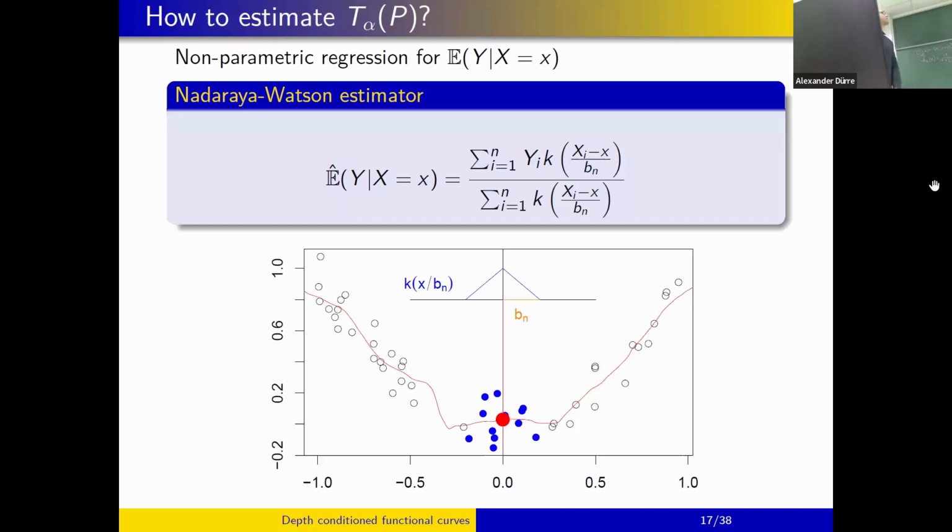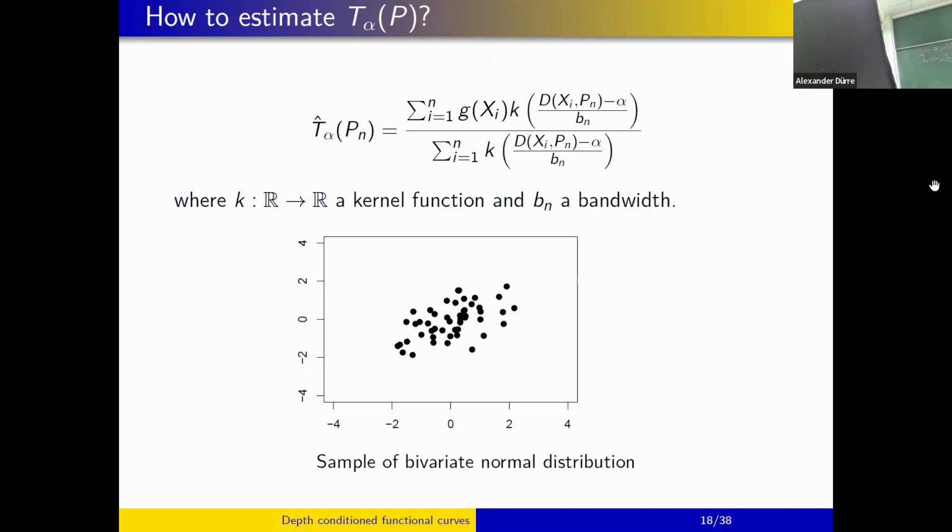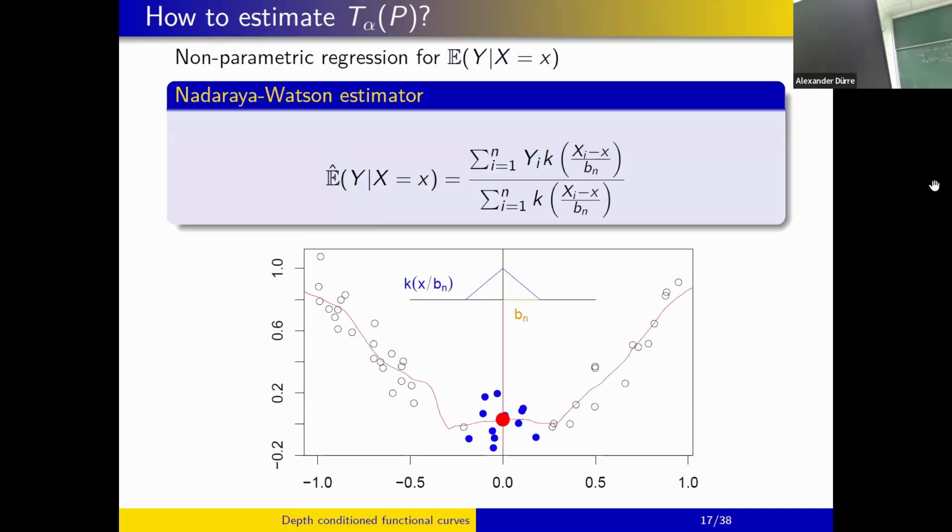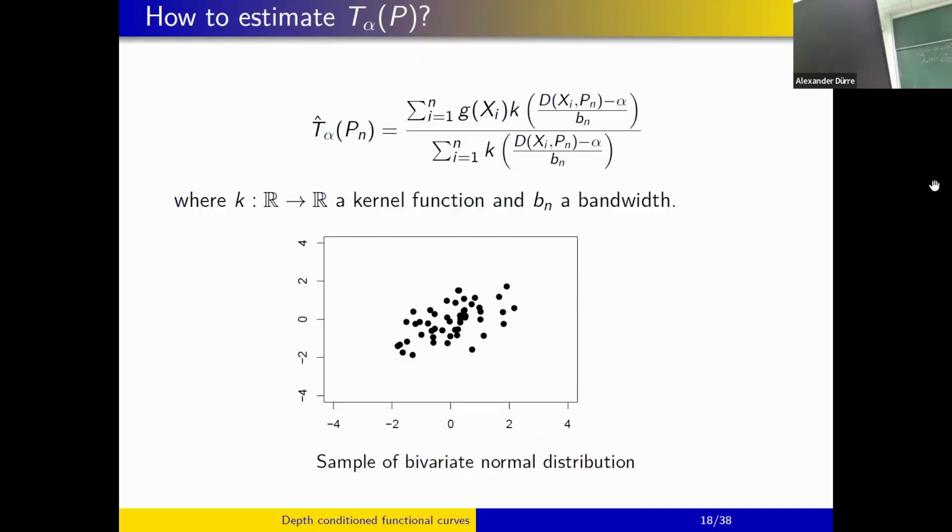So this we will use for our data depth slice. So our estimator is just the Nadaraya-Watson estimator, but of course we don't know the data depth. Here we know the x value, just take x here. But in our case, we don't know the data depth, so we take the empirical data depth.